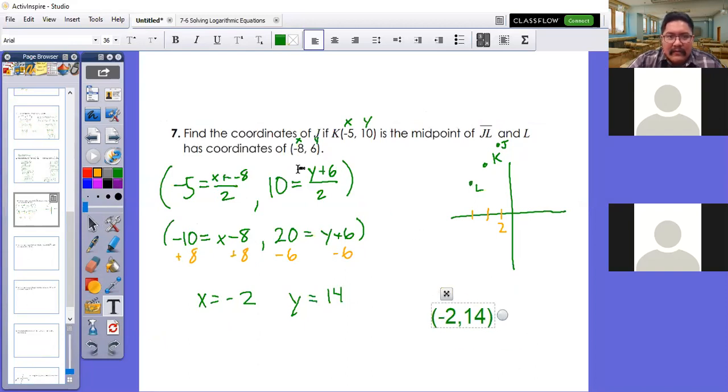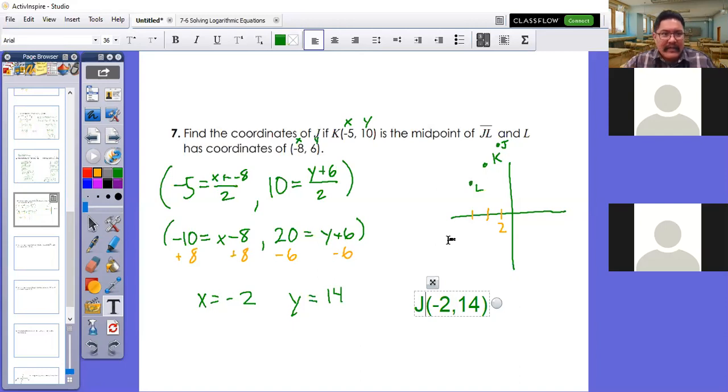And we should also label it because it wants us to find point, what is it, J? Yeah, so we're going to put J here. We're going to mark it with a J. And if you just put -2, 14, you know, I'll take it. I know what you're saying. But it's always a good habit to label and show what you're using.